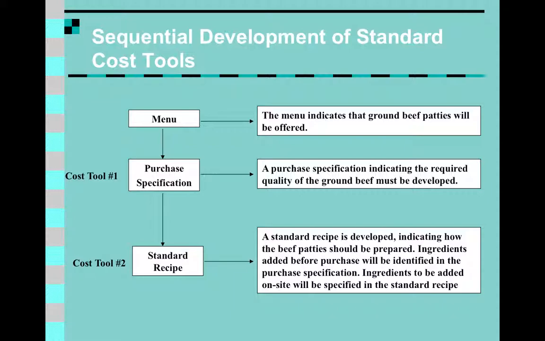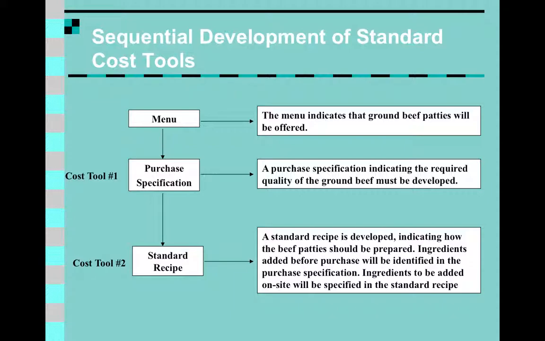When we look at cost tools, you can follow this on your own, but there's a couple different tools we could use when we have our menu. Remember, everything starts with the menu. We have a cost tool of purchase specification. This tells us exactly what we are purchasing and the quality of what we are purchasing. That would help us determine our usable, edible yield.